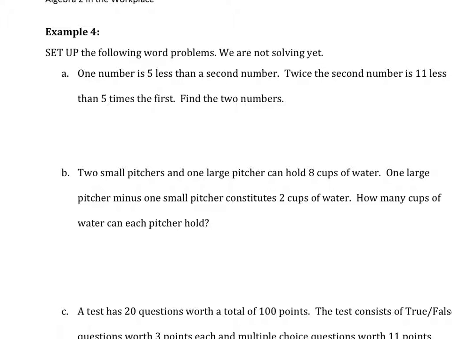So the first thing we need to do is set or define our variable. So what are we trying to find in this word problem? We're trying to find the two numbers. So that means our variables can be x equals our first number and y equals the second number. Again, your variables need to answer the question, what are the two numbers? These are the two numbers.